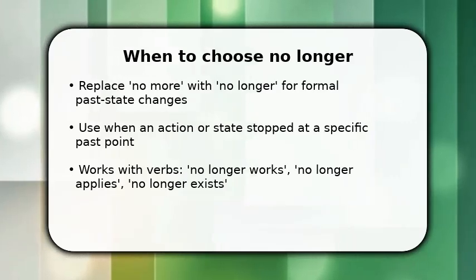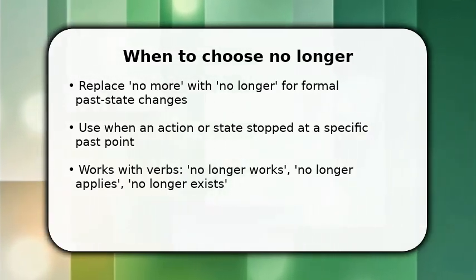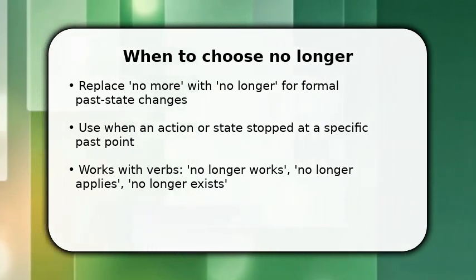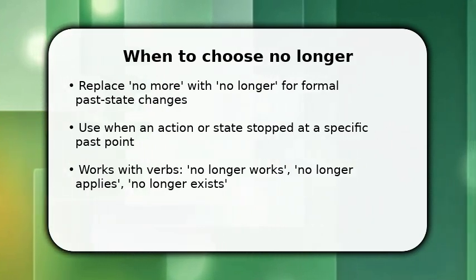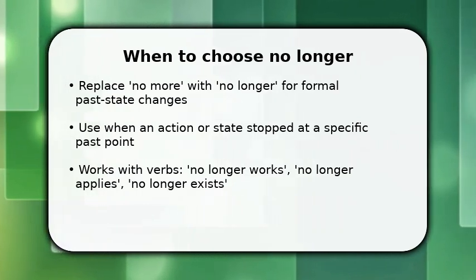You start by identifying a past change, something that used to be true but isn't now. Once you see that shift, choose "no longer" to mark the ended state. It signals a past stop rather than ongoing negation. Make sure to pair it directly with verbs, not adjectives alone. Avoid using "no longer" for future or habitual negation.